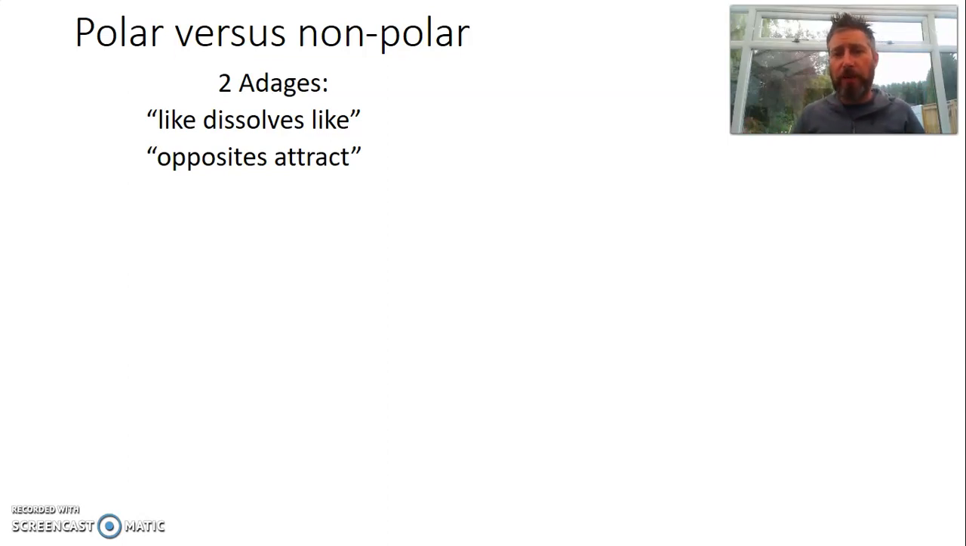Second thing is opposites attract. So if you've got something that likes to stick to something, chances are they're opposite. If polar molecules stick to the paper, that's because the paper is non-polar. If non-polar molecules stick to the paper, that's because the paper is polar. So, why are we talking about this?